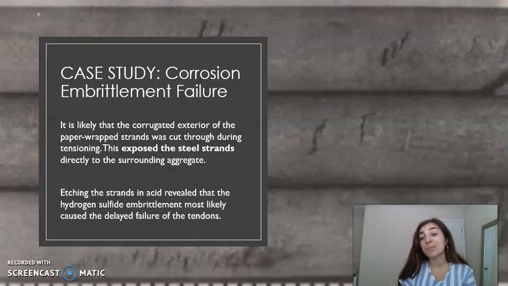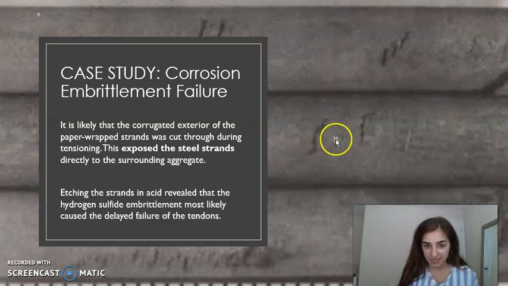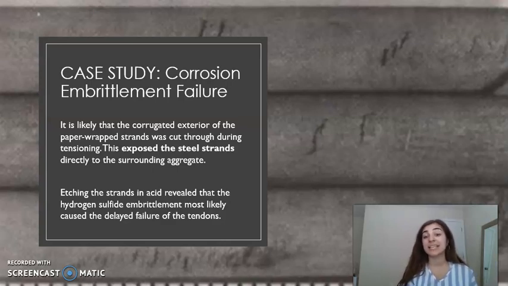It turns out that the paper-wrapped strands had a corrugated exterior that was likely cut through during tensioning. The prestressing or tensioning process involves a lot of movement at the strands, and it was likely cut through during this process, which exposed the steel strand directly to the surrounding aggregate, likely causing the corrosion. In this case, the strands that had failed were analyzed using etching, and the results of that are shown in the background here. It turns out that hydrogen sulfide embrittlement most likely caused the delayed onset of the failure in some of the tendons.